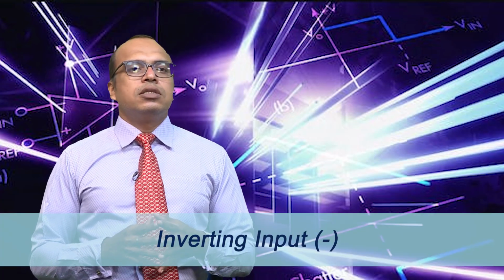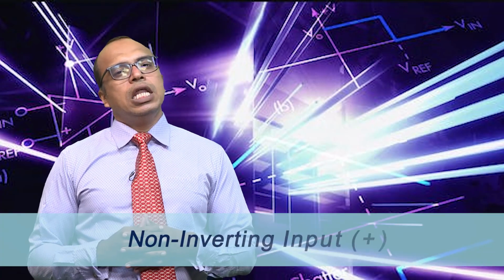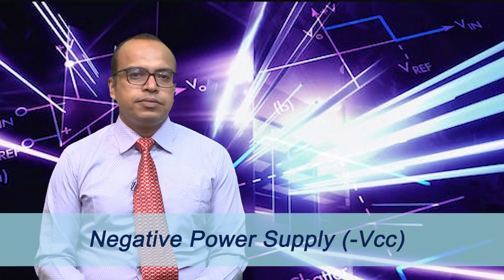Inverting input. This is the inverting input terminal where the input voltage to be amplified is applied. It is one of the inputs for the op amp. Non-inverting input. This is the non-inverting input terminal where a reference voltage or signal is applied. It is the other input for the op amp. Negative power supply. This pin is connected to the negative power supply voltage, typically used in dual supply configuration. It provides the negative voltage required for the op amp's operation. In single supply configuration, it may be connected to ground.